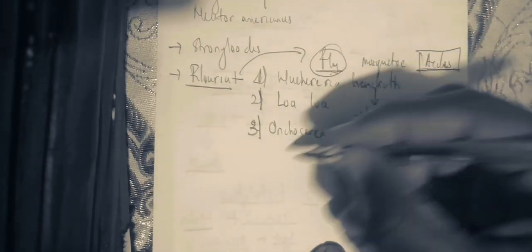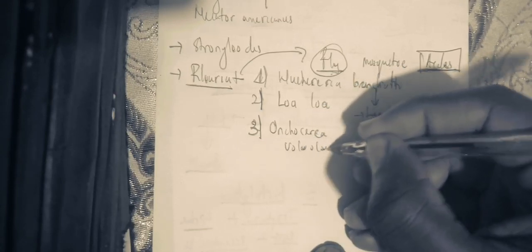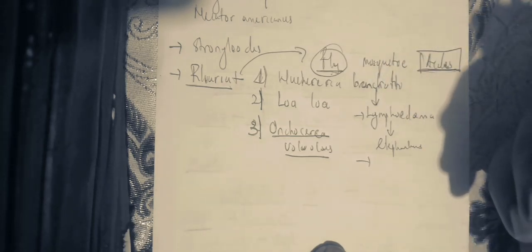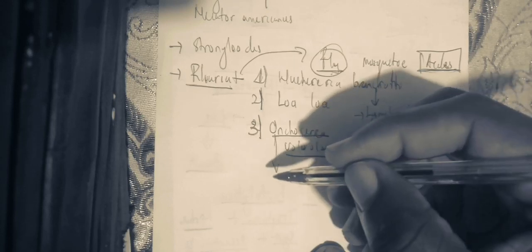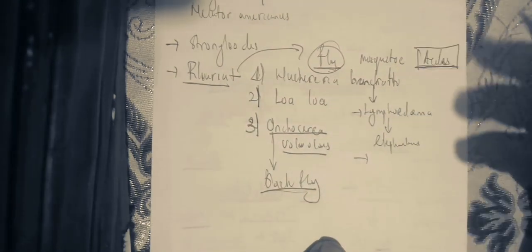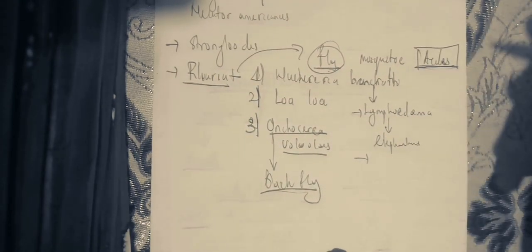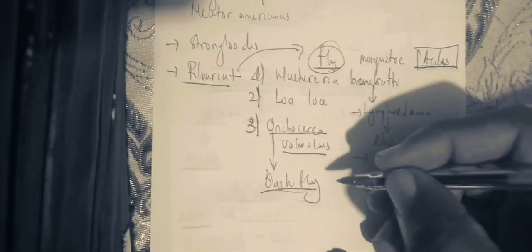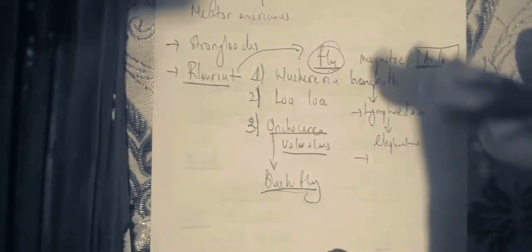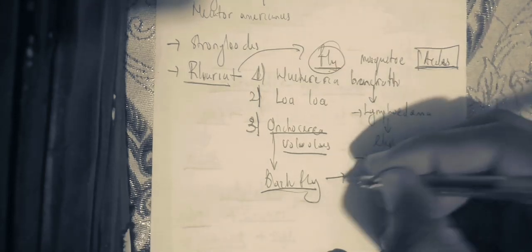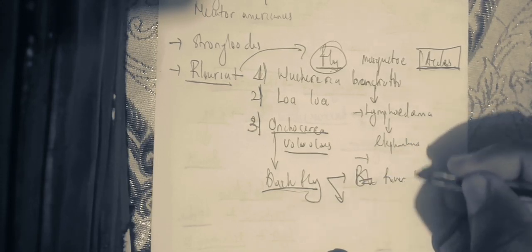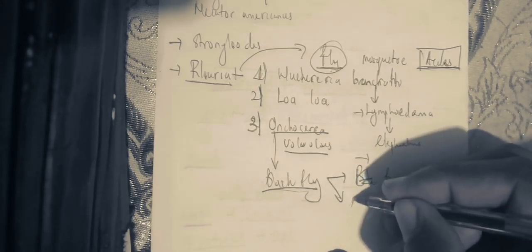Onchocerca volvulus affects the eye and also the central nervous system. It is transmitted by the black fly. That is the transmission of this filariasis, by the black fly. Onchocerca volvulus results in onchocerciasis, which is river blindness. Most of the time, people located near the river where there is this Onchocerca are going to become blind. It also affects the central nervous system, resulting in epilepsy. So it can result in river blindness, and can also result in epilepsy.